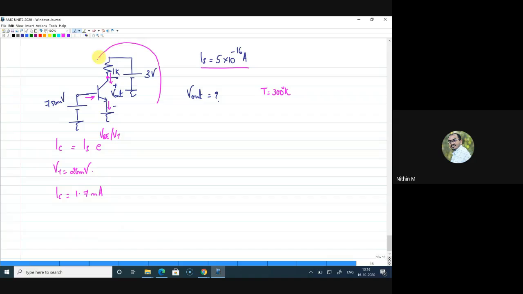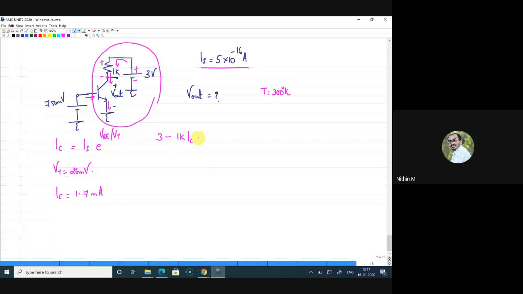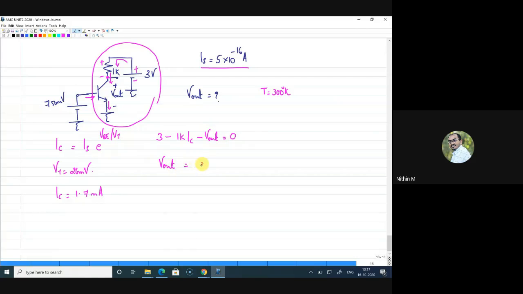So now what you can concentrate on is this part where you can write the 3 volt source. Current is flowing in this direction, so there will be a drop across the 1K resistance. So 3 minus 1K into the current IC minus V out is equal to 0, or you can write V out as 3 minus 1K into this 1.7 milliamps. That will give you an answer very close to 1.29 or something, 1.3 volts. So this is how you should solve these kinds of questions.